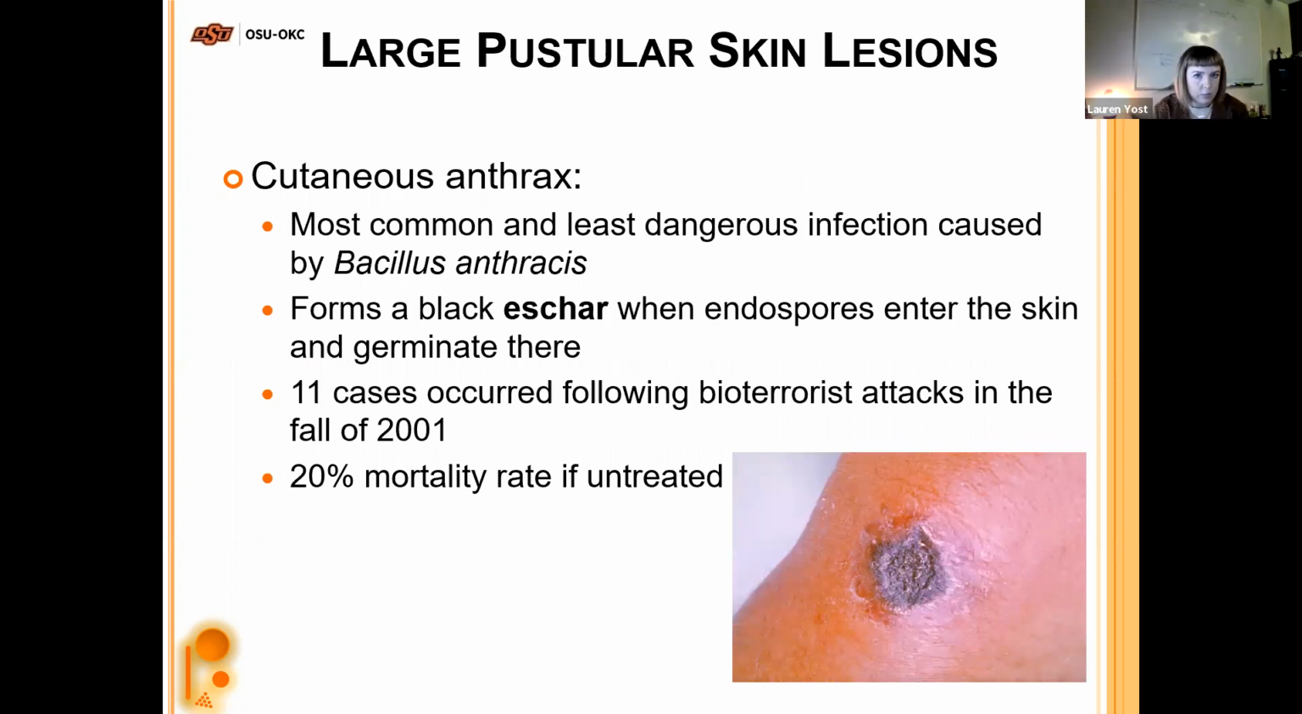Cutaneous anthrax is exactly what it sounds like, anthrax on the skin. We're going to be talking about anthrax in other areas of the body in later chapters. Anthrax is caused by Bacillus anthracis. So what does that mean? Bacillus and Clostridium make endospores, right? Bacillus anthracis forms a black eschar. That's how I say that word. When endospores enter the skin and germinate there, you get that black, hard, kind of crusty area.